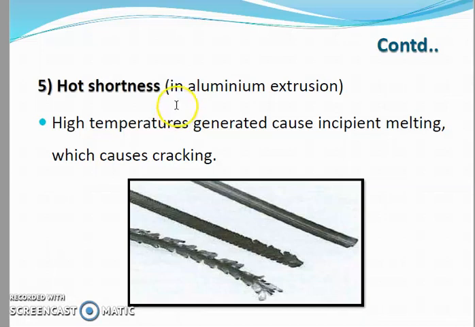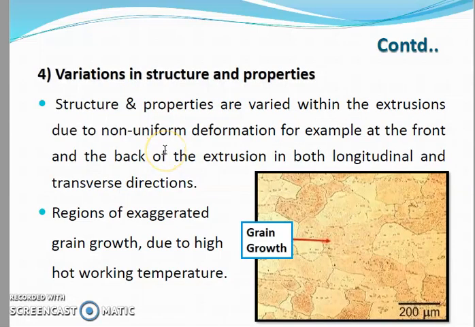These are some extrusion defects that occur during the operations, from improper operations and improper material combinations.